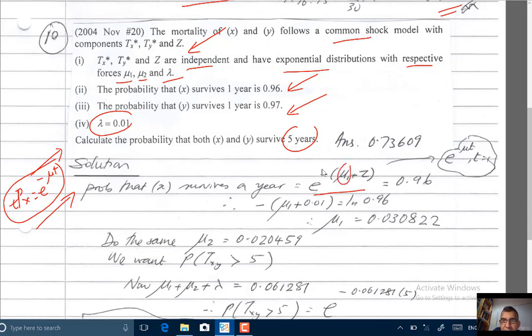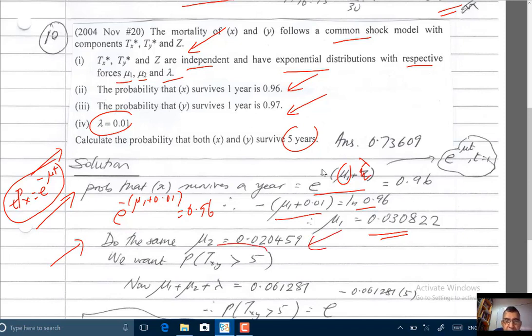Mu1 plus, I should write this as lambda. Lambda is how much? 0.01. So you can clean this up. E to the power minus mu1 plus 0.01 equals 0.96. Take logs, you will get this. Use a calculator, you'll get mu1. Do the same for mu2, you will get this number here.